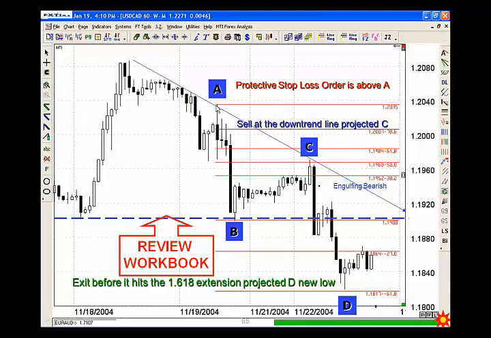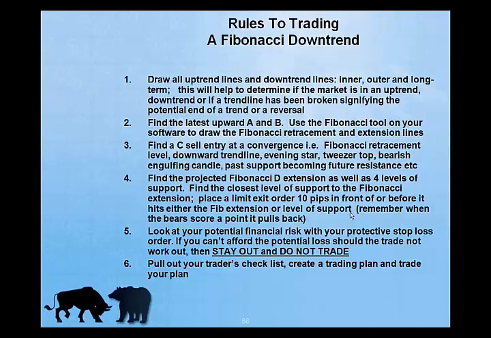Look at here, the market did AB, pulled back to that 50%, did a nice bounce, did a nice bearish engulfing, and then went all the way to that 1618 right at the trend line. So we would have sold. If I see this trend line and I see a 50%, I put an order here at 50%, I put my stop loss above A, and I let this ride all the way to that 1618. These are the rules to trading a Fibonacci downtrend.